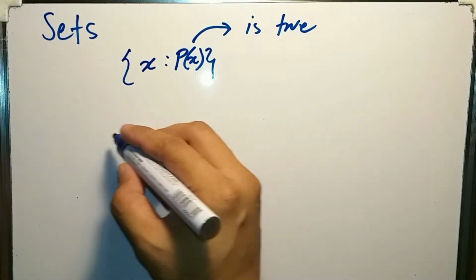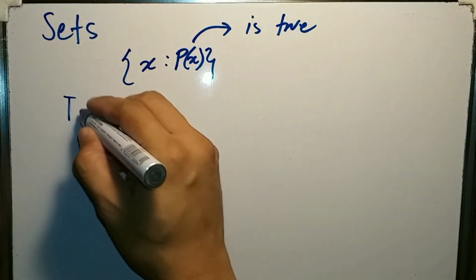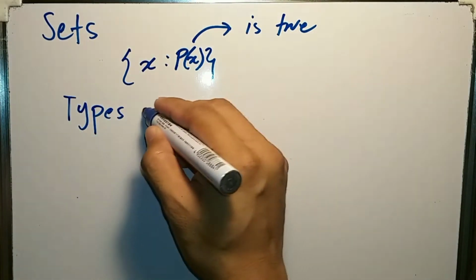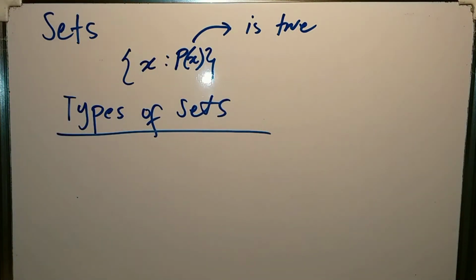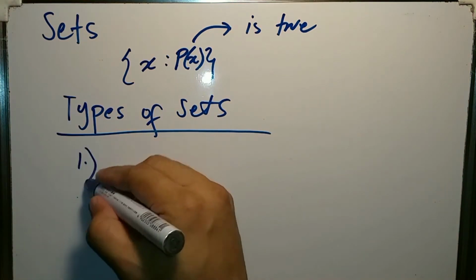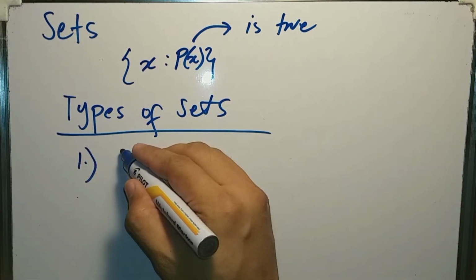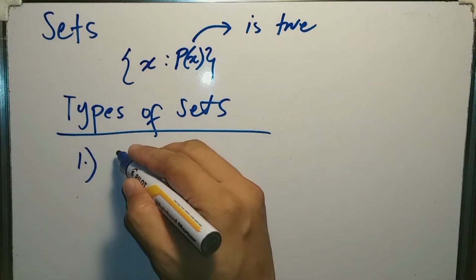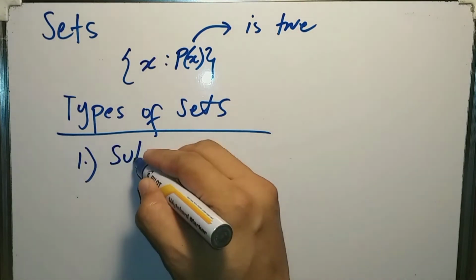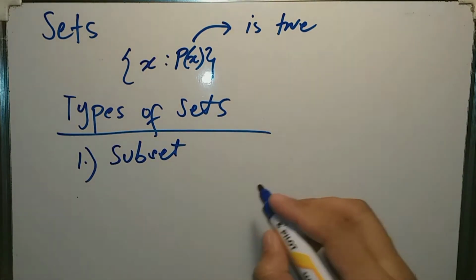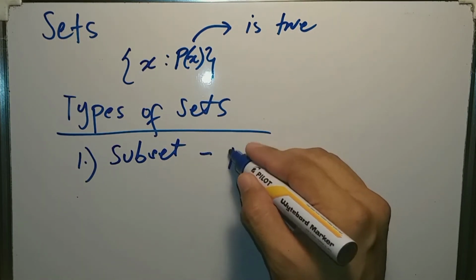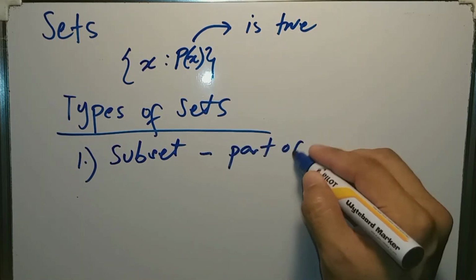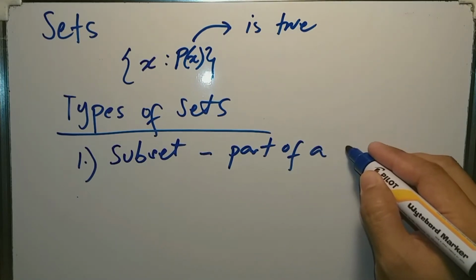Now, we have some types of sets. First, we have a subset. So a subset is simply a part of a given set.